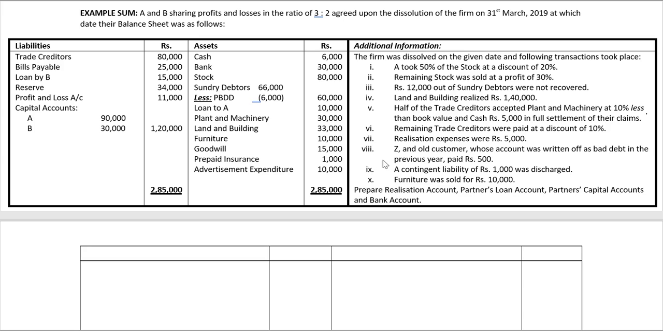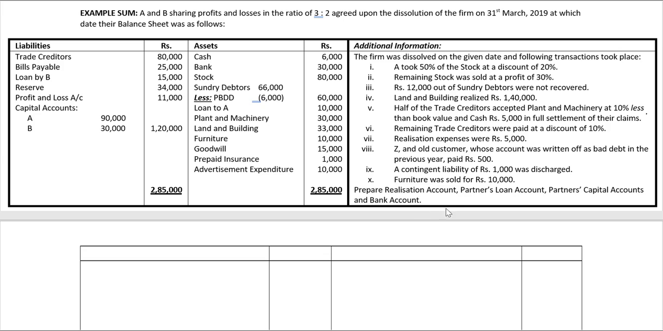Point 7, realization expenses were rupees 5,000. Point 8, Z, an old customer whose account was written off as bad debt in the previous year, paid rupees 500. The ninth point, a contingent liability of rupees 1,000 was discharged. The final point, furniture was sold for rupees 10,000.